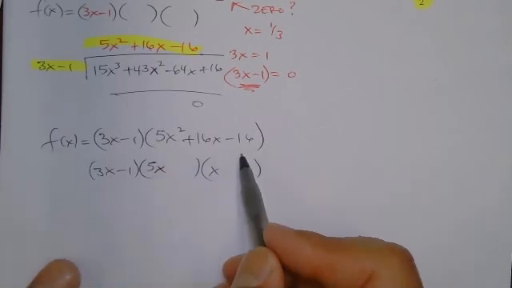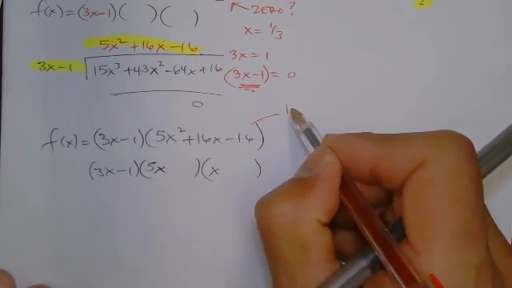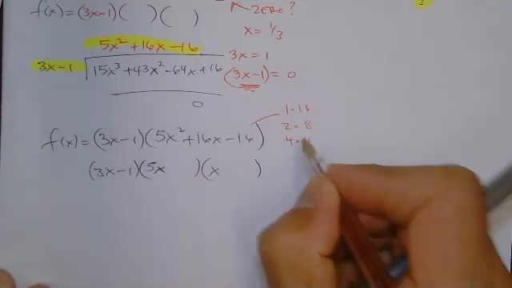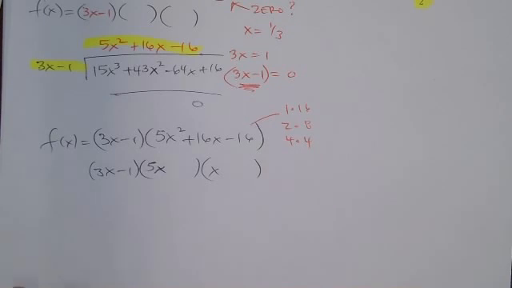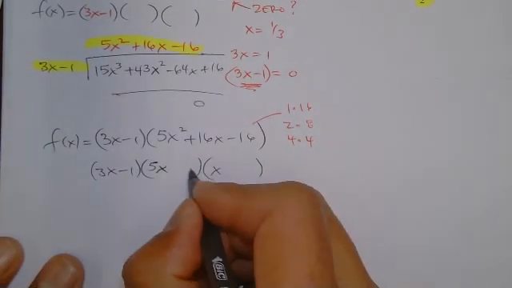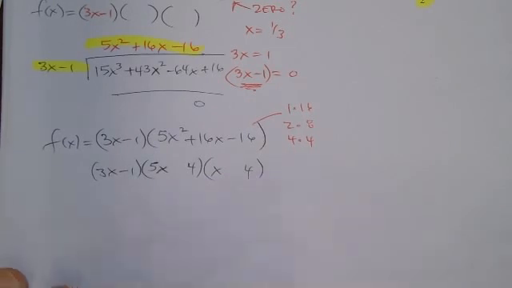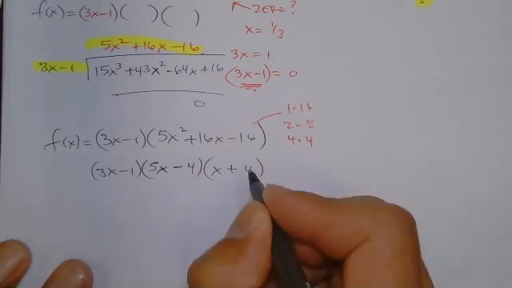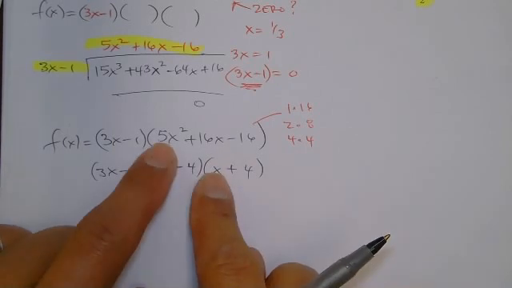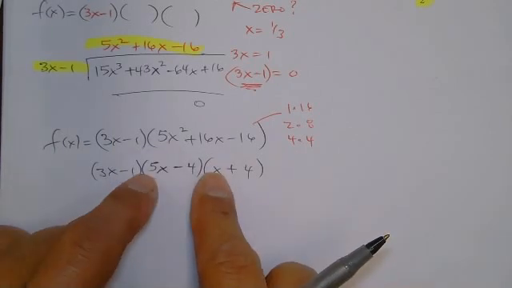Well, for sure it's going to be 5x and x. Now 16 is tricky because it could be 1 times 16, 2 times 8, or 4 times 4. Oh, here's where it gets crazy. It's going to be the 4 times 4. You just got to practice with these and move the numbers around, set the signs around until you get it. So it's going to be the minus here and the plus 4 here.